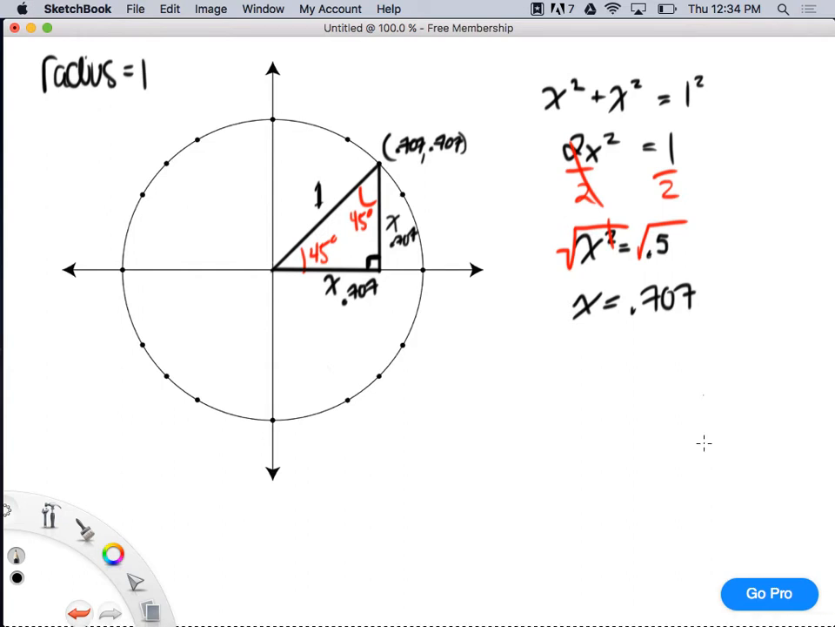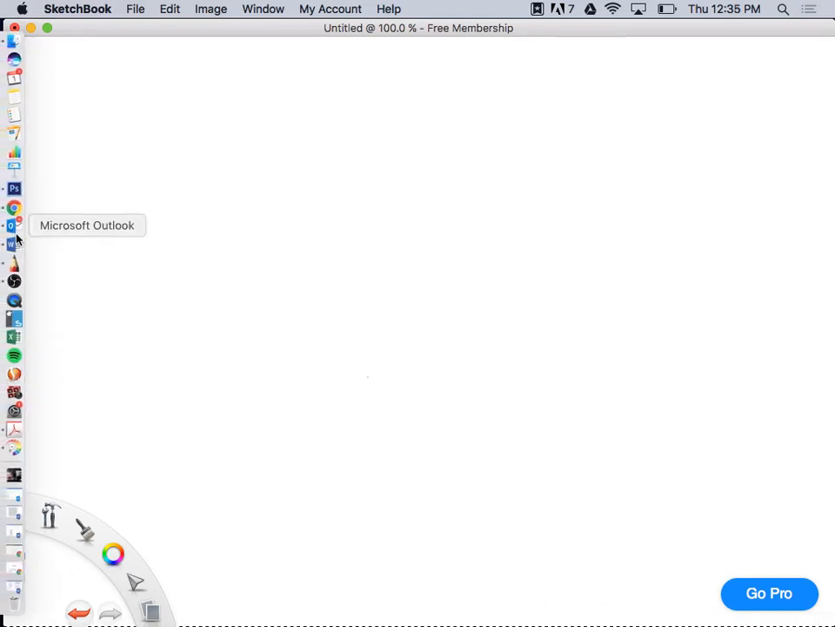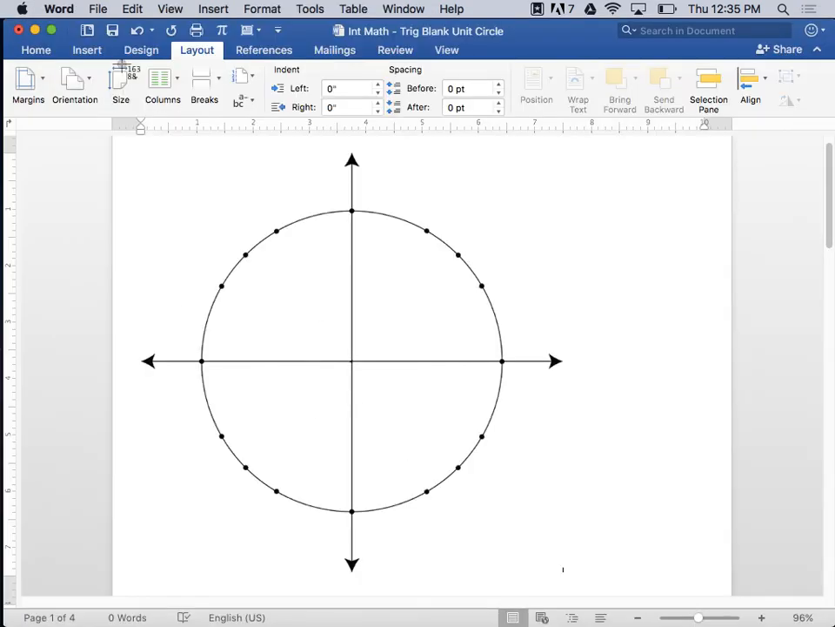All right. So we found the coordinates of this point. So now we got to move on to our third point, which is actually our easiest. So go ahead and flip to your third page. Go ahead and flip to your third page.